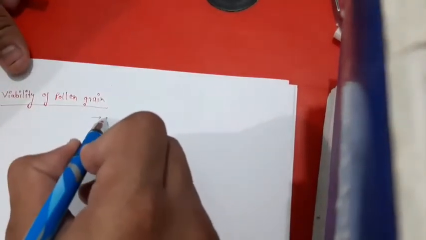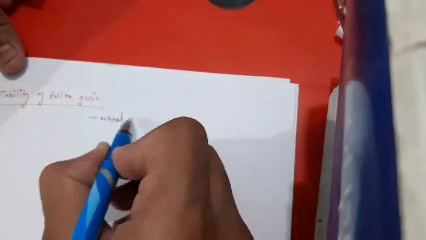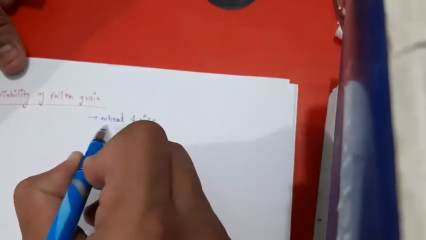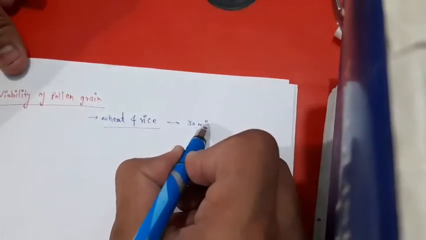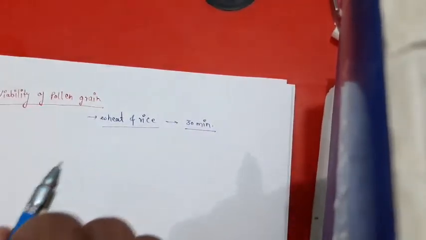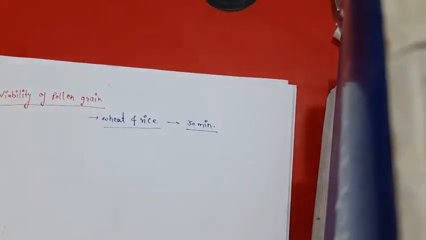So we will discuss some examples. If you take an example of wheat and rice, its viability is 30 minutes. Okay friends, only 30 minutes is the viability of the pollen grain of wheat and rice.